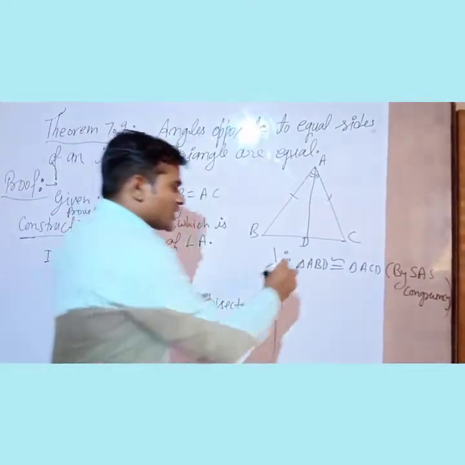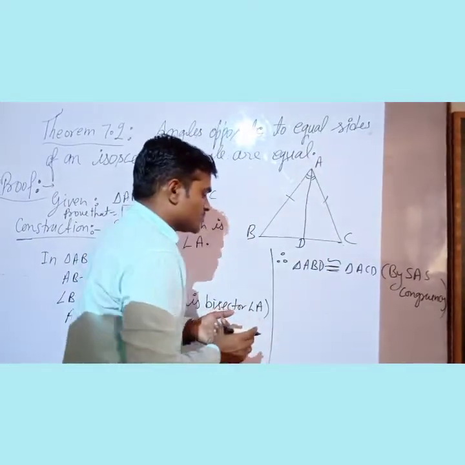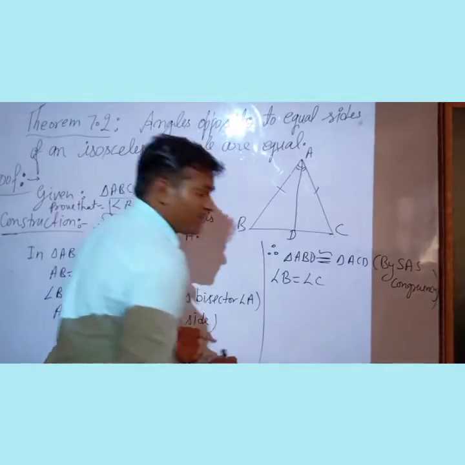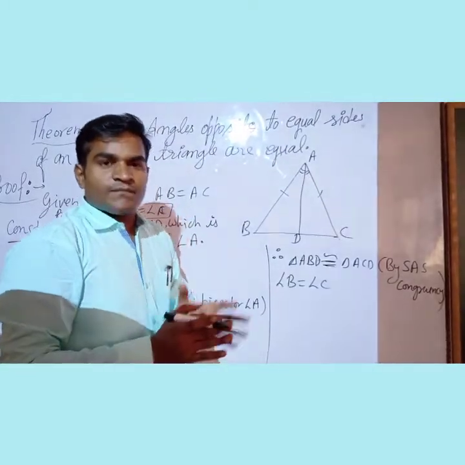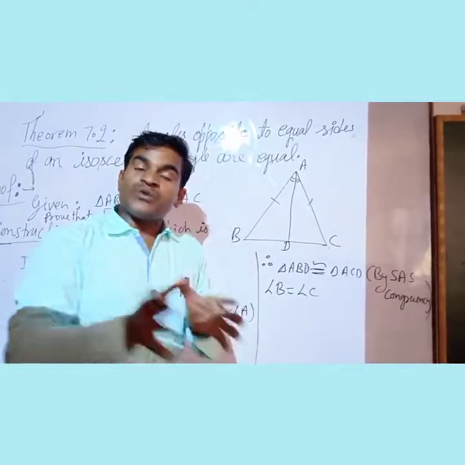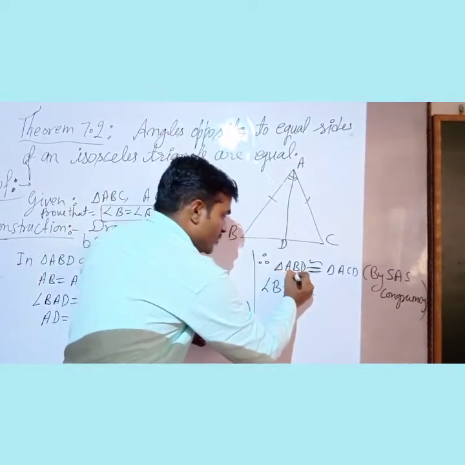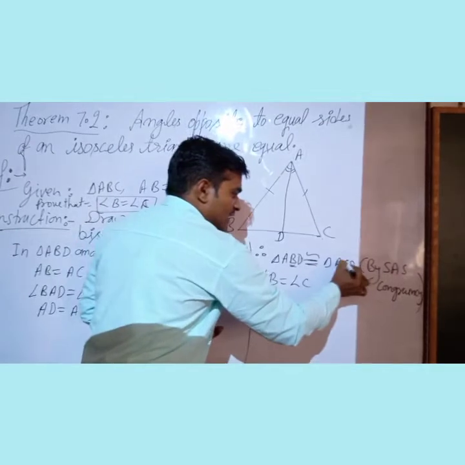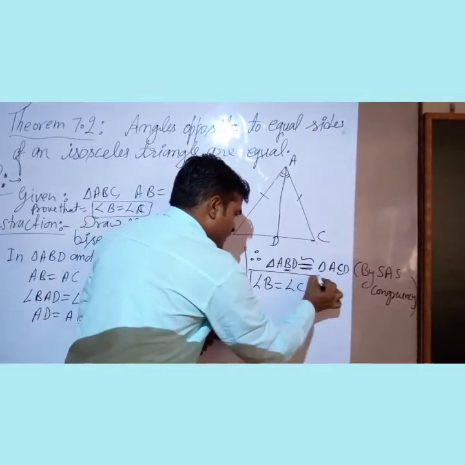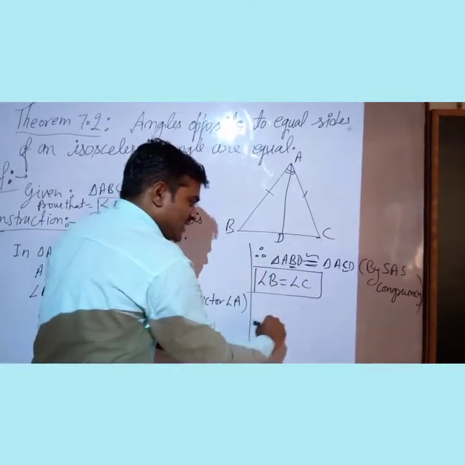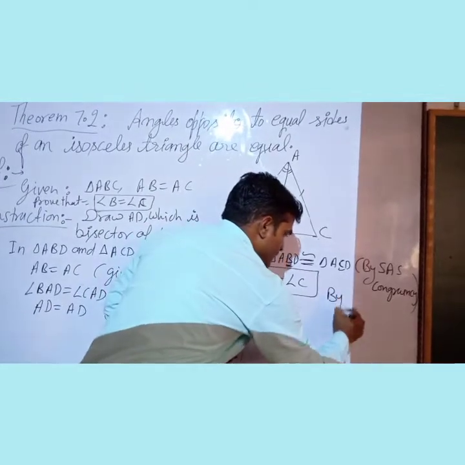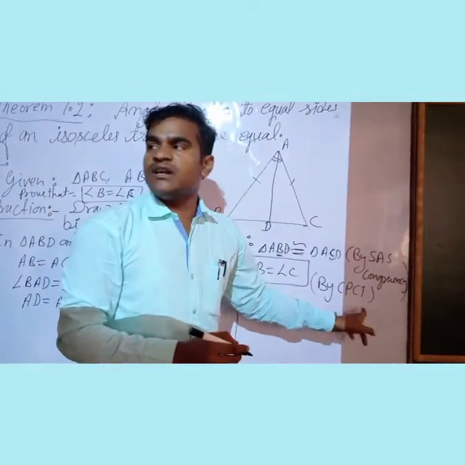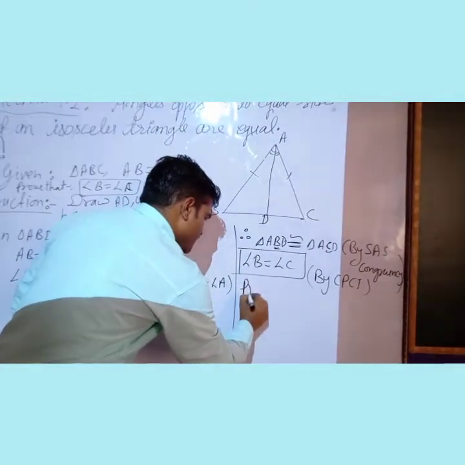If these two triangles are congruent, then angle B is equal to angle C. As we know, corresponding parts of congruent triangles are equal. So angle B corresponds to angle C. Therefore, angle B is equal to angle C. You have to write there by CPCT, which means corresponding parts of congruent triangles.